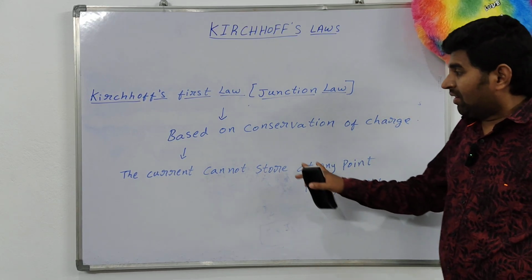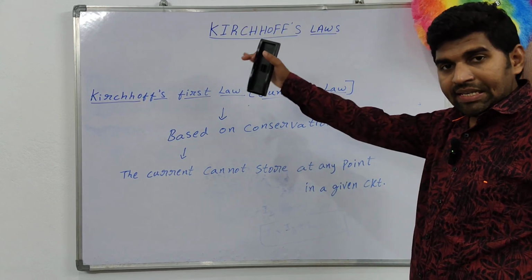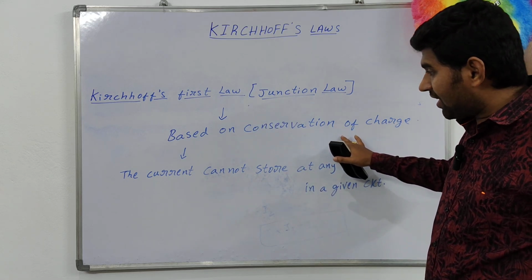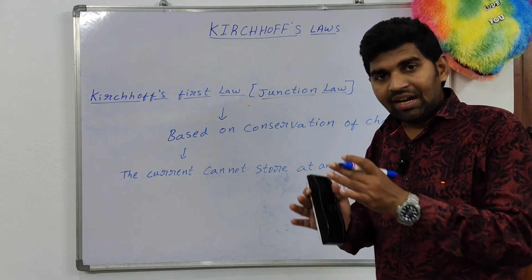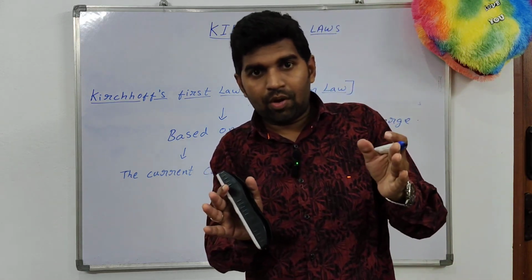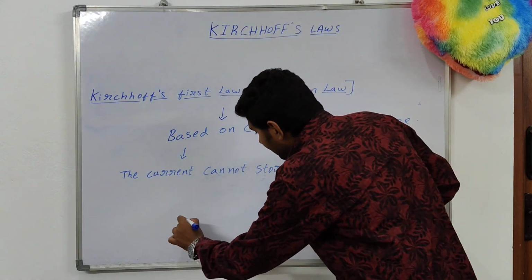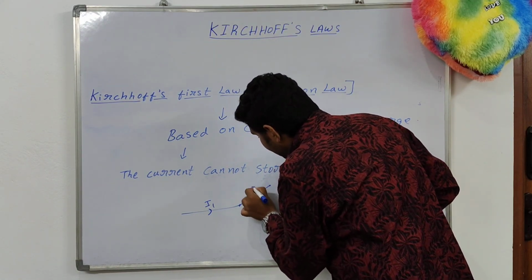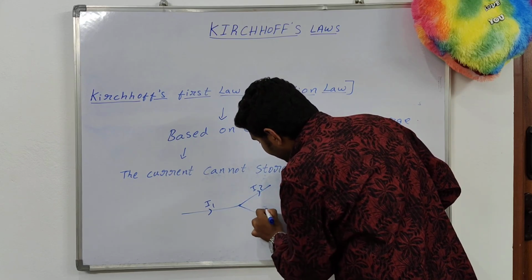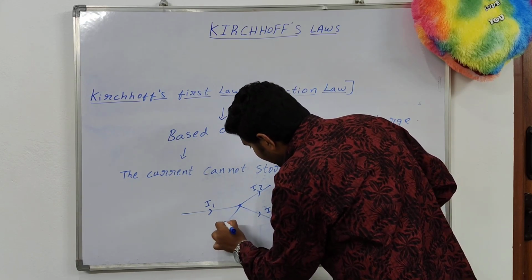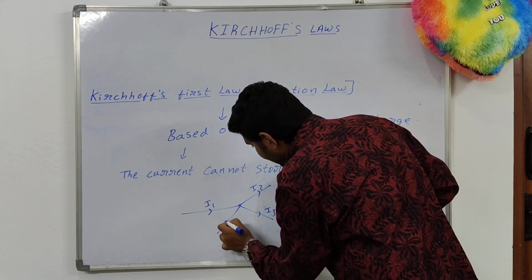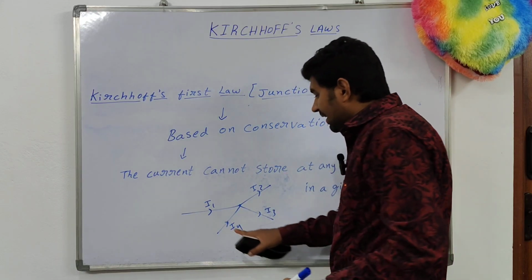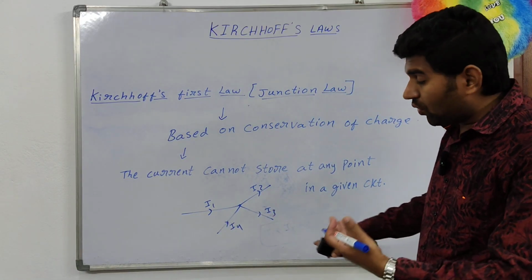It is clear? This first law is based on conservation of charge. By this, we can say that if the current is flowing from one point to another point, let us assume this is I1, and this is I2, and this is I3, and this one is I4. This current cannot be stored at any point.